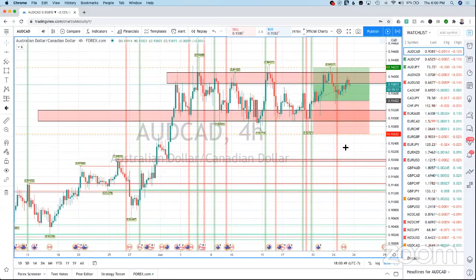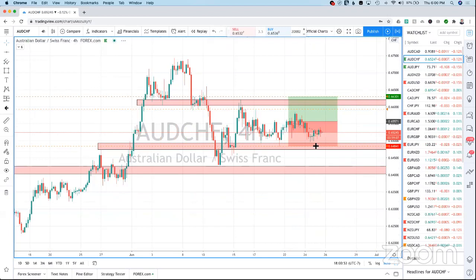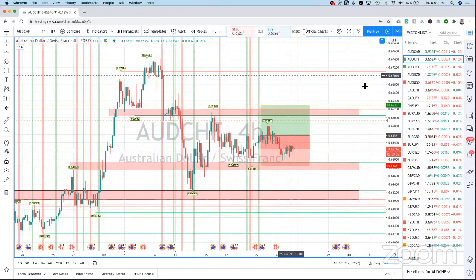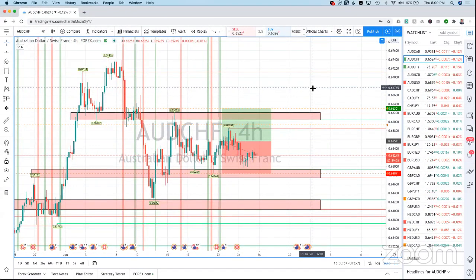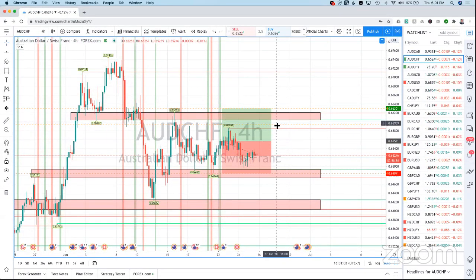So Odd CAD, no entry. This actually hit our TP yesterday already. Right, here's Odd CHF. It looks like the market is still pretty dead right now. This got really close to our TP1, but it just pulled back. It looks like it was only a few pips away from it.